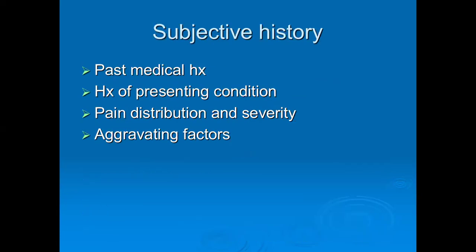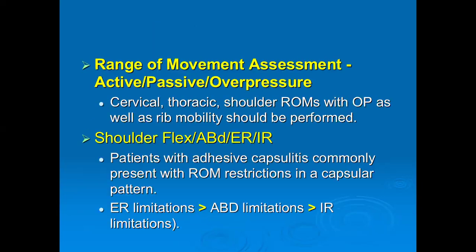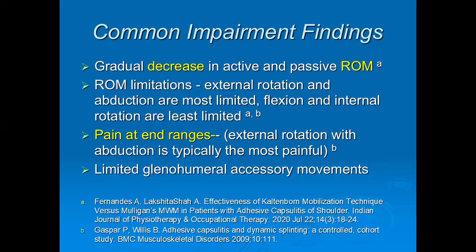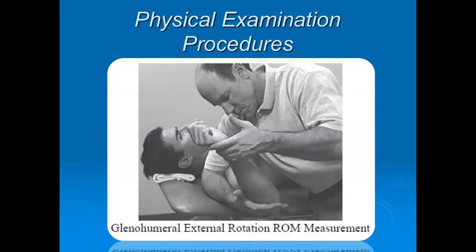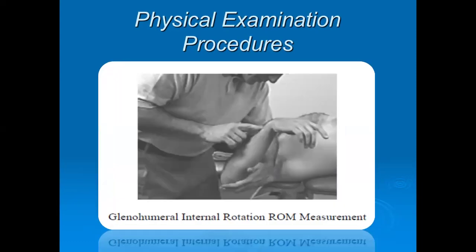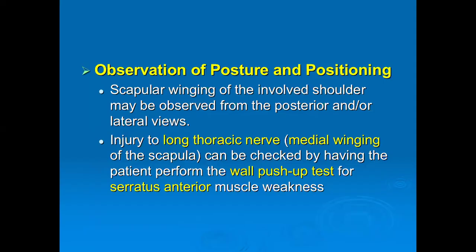What questions should be asked in the subjective history of a patient with adhesive capsulitis? Then the objective examination. What are the common impairments which we, as therapists, will meet in the assessment of a patient with adhesive capsulitis? These are the procedures for assessing the different ranges of motion of the shoulder joint. We discussed the importance of posture observation and specifically which posture is important to observe.